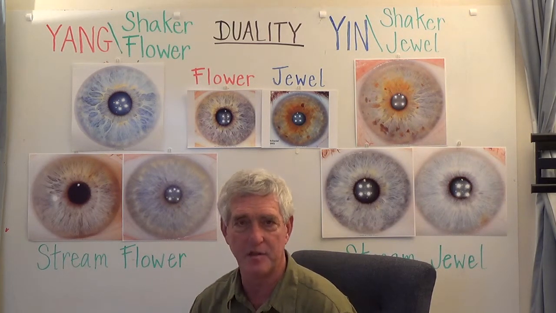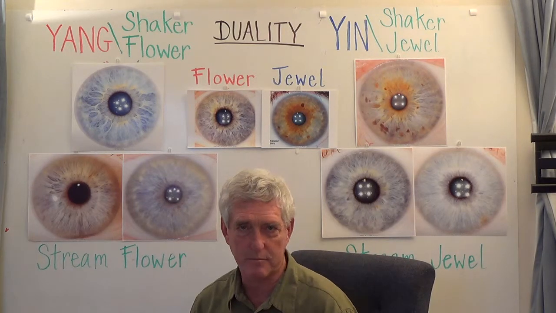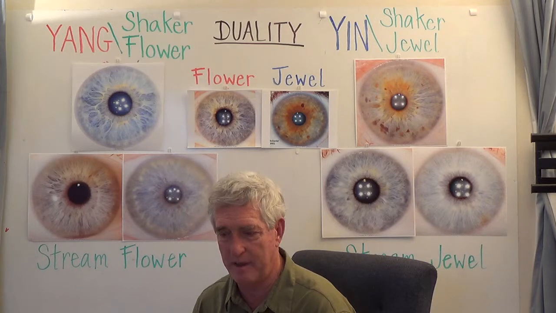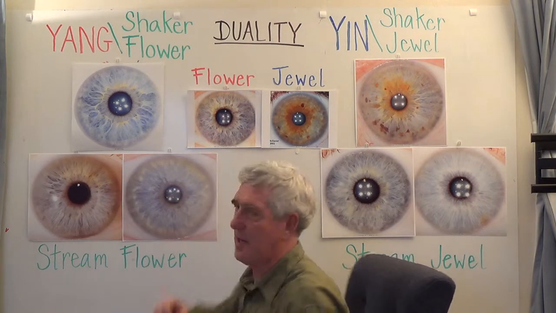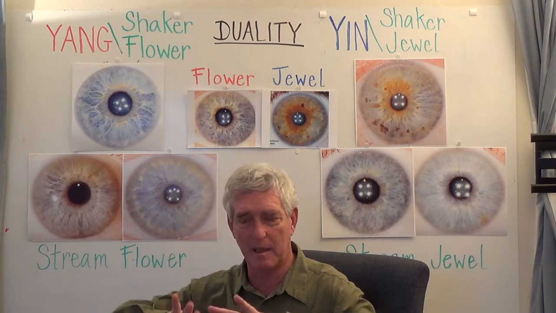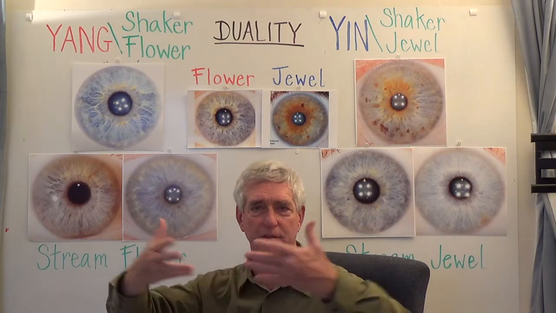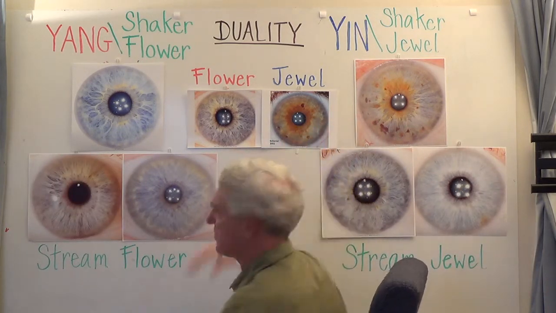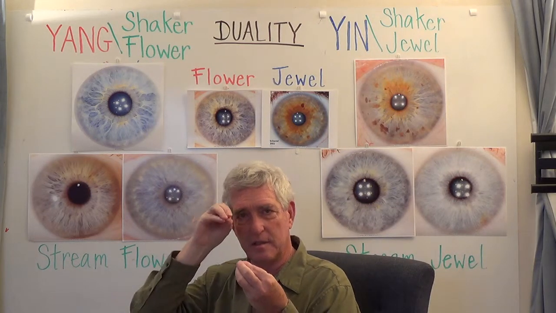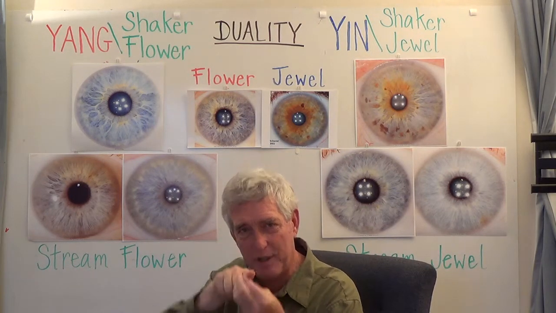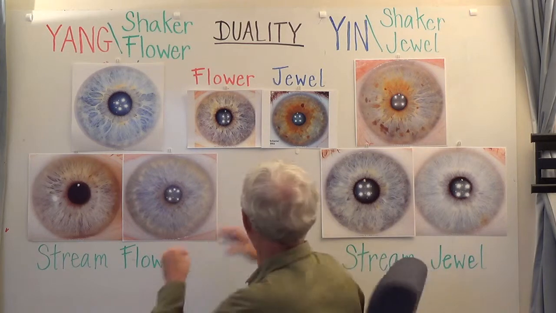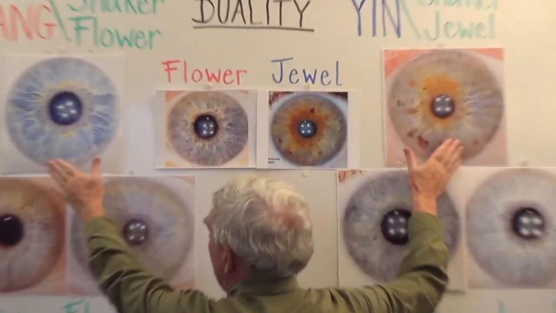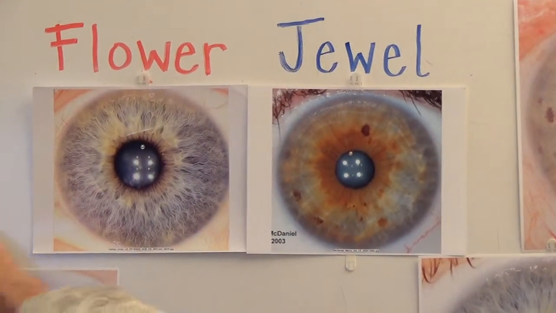It's a dynamic type. I mean, all of them are dynamic in their own way, meaning that the flower type is dynamic because it's a type of radiant, expansive flow. The jewel is dynamic in its own way because it is a focused form of compressed piercing. So these two piercing and expansive qualities, when they're combined, they'll produce shaker flower or shaker jewel.